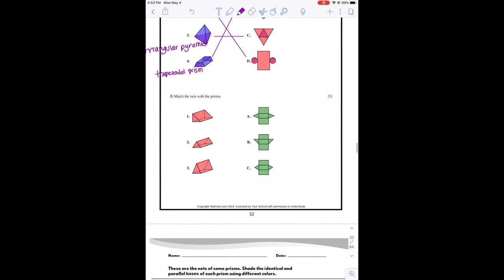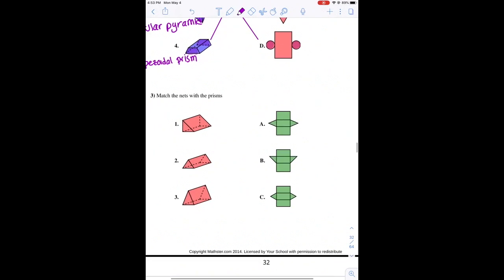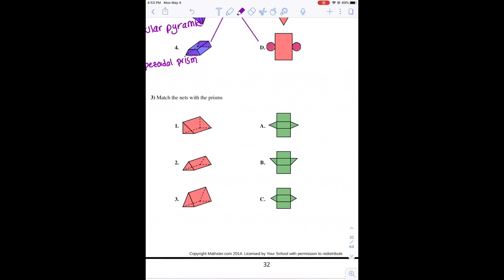Okay, I think we're going to do this one more time on this page. Match them up. Now this time they all are similar, so you really have to pay attention to the shape of the triangles to see which ones are which.